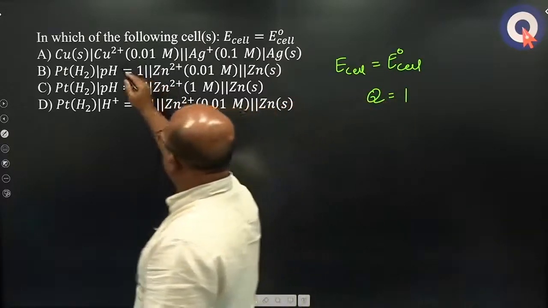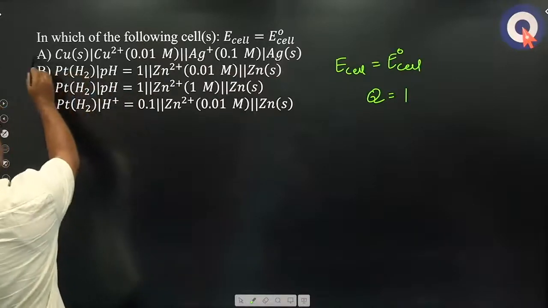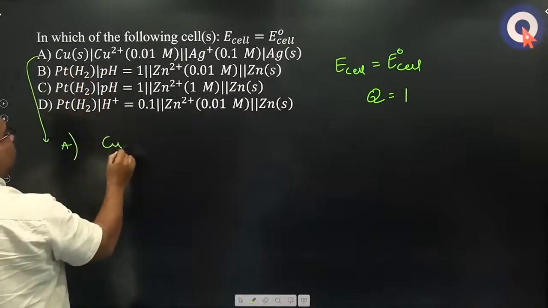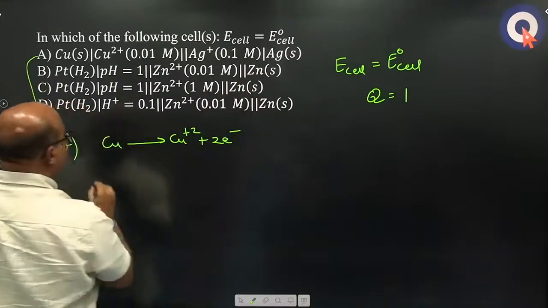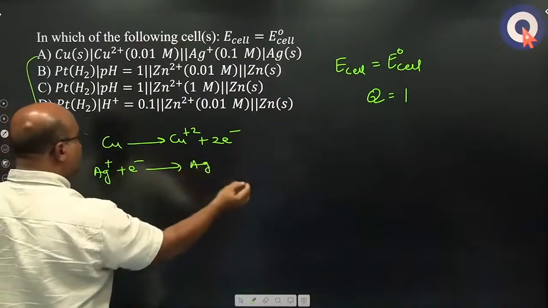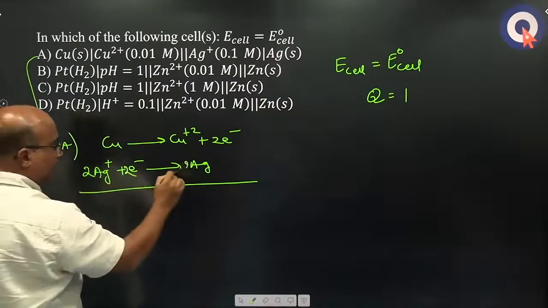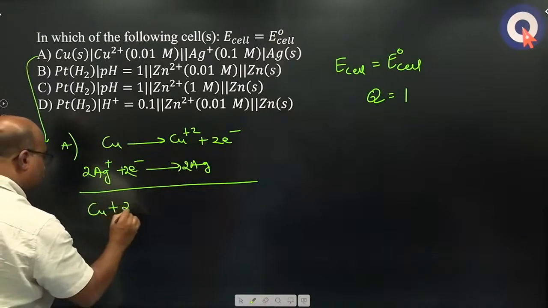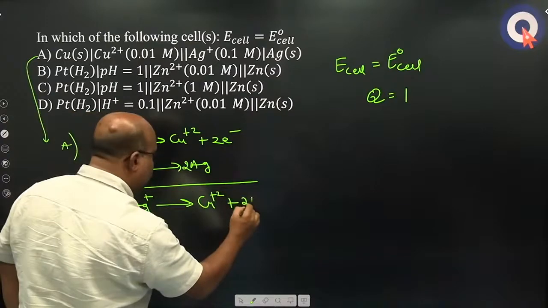So what is the reaction quotient in the first case? There is a careful condition to be seen. What is the cell reaction in A? Copper oxidation will be there. Silver reduction, so Ag plus plus electron giving Ag. But for the net reaction, we have to multiply this with 2, so the 2 gets cancelled. So Cu plus 2 Ag plus giving Cu plus 2 plus 2 Ag.